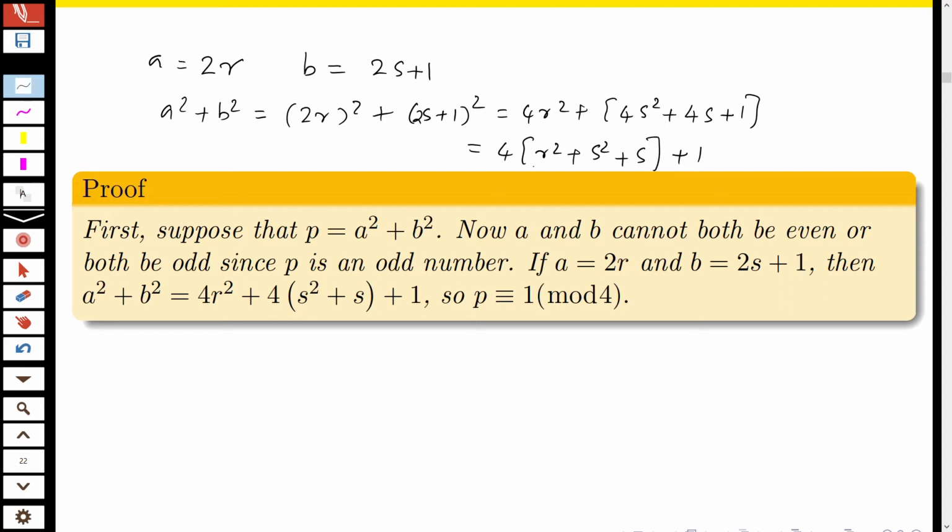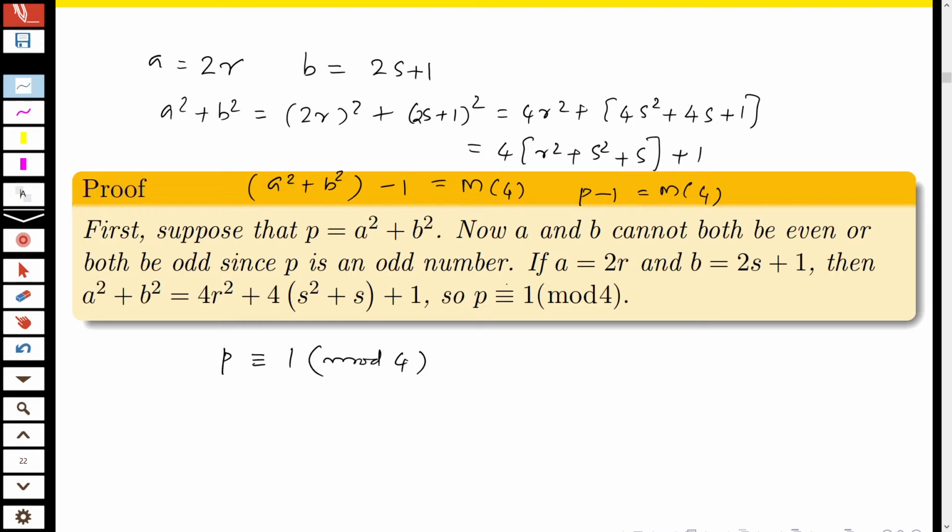So this implies a square plus b square minus 1 is a multiple of 4, or you can say that p minus 1 is a multiple of 4, or you can say that p is congruent to 1 mod 4. So this proves the first part, that is, if p is equal to a square plus b square, then p is congruent to 1 mod 4.